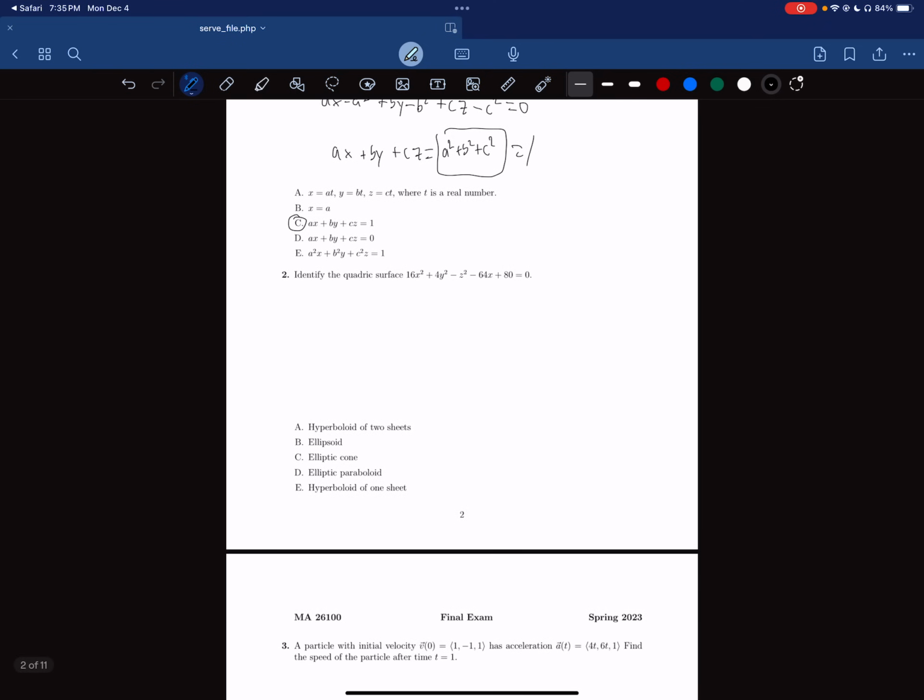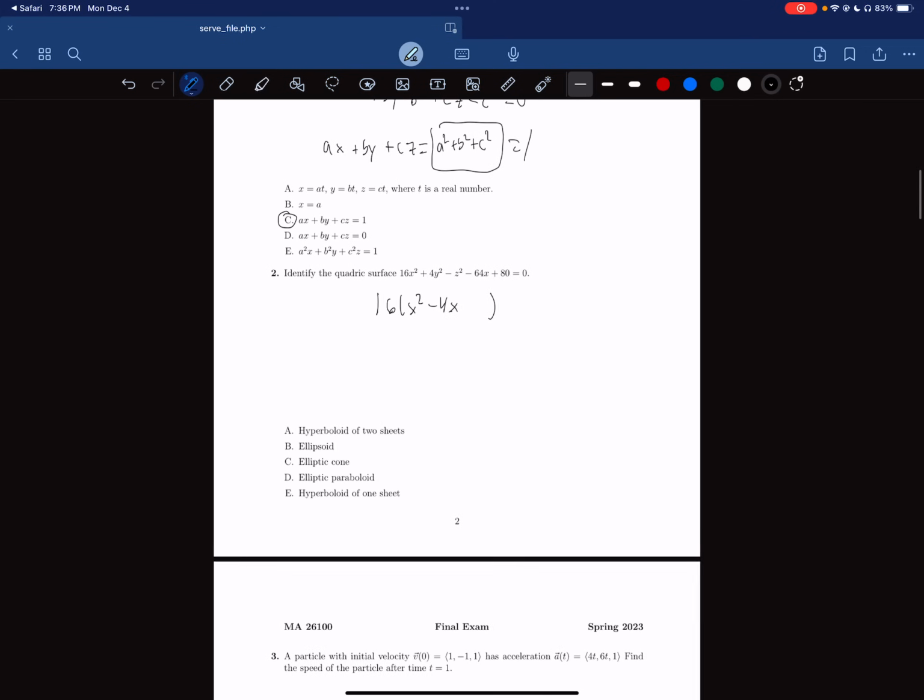Number 2, identify the quadric surface 16x squared plus 4y squared minus z squared minus 64x plus 80. Okay, that's pretty long. Hopefully we can do it. I always like factoring out here. It just makes it easier to see. So I'm going to factor out the 16 and negative 64x here. So we're going to get 16 times x squared minus 4x. And of course, we're going to complete the square here, but we can do that later.